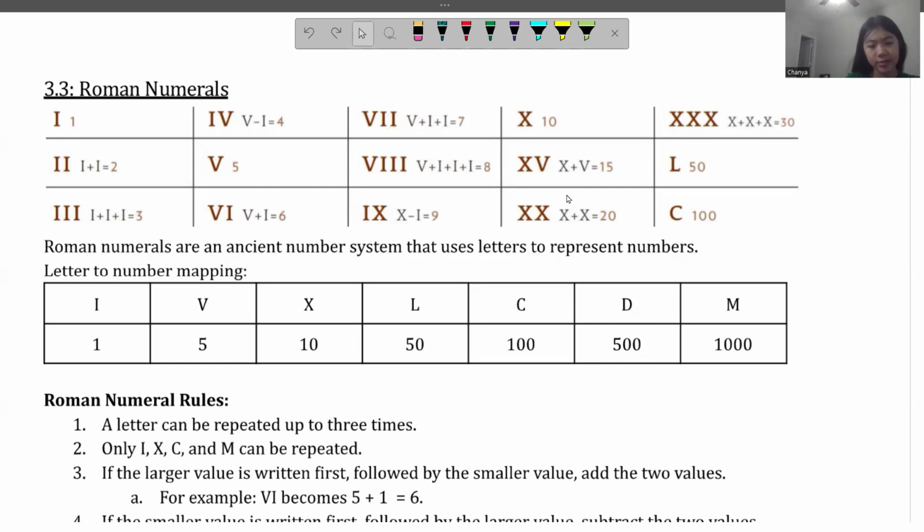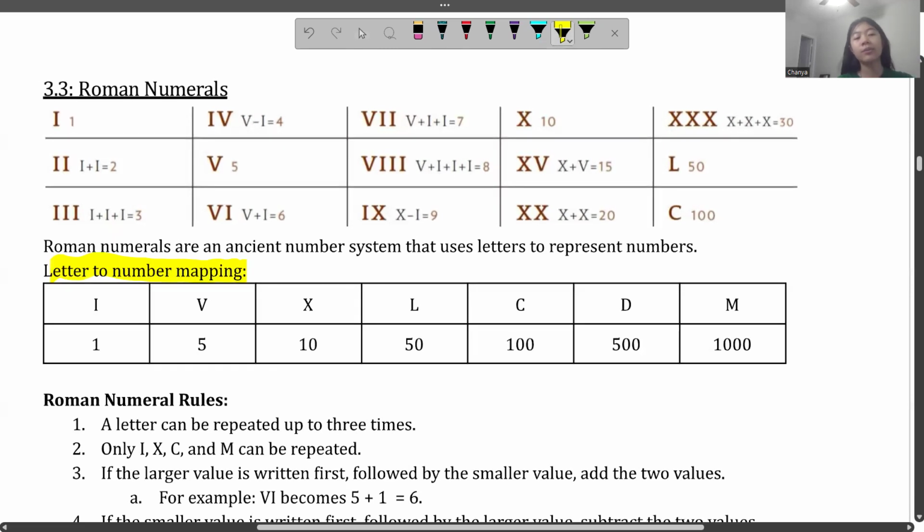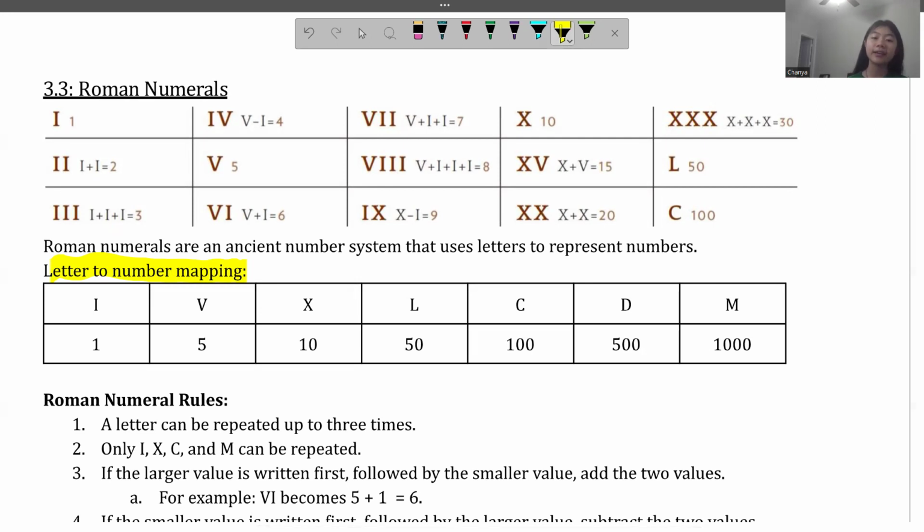So for instance, I have the letter to number mapping pulled up here. I represents 1, V represents 5, the letter X represents 10, the letter L represents 50, C represents 100, D represents 500, and M represents 1000.